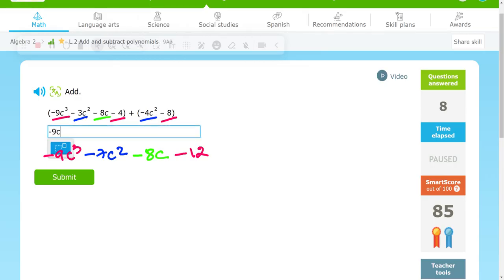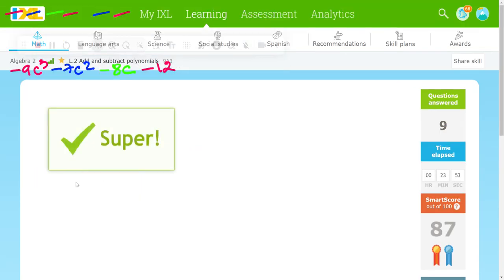Okay, so I put it in. Negative 9CQ. Make sure you move the cursor over. Subtract 3C squared. Move the cursor over. Subtract 7C squared. And then subtract AC. And the number is subtract 12. I should be correct. Here we go.